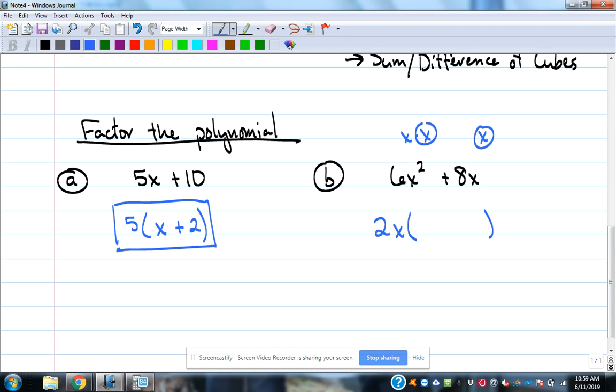Okay, so now we got to figure out what's left in parentheses. That's usually the harder part. What times 2 would give me 6? 3. What times x would give me x squared? Another x. What times this 2 in the front would give me 8? 4. Do I need another x to get the x there? No. 4 times 2x is going to give me 8x. So there is the factored form for example B.